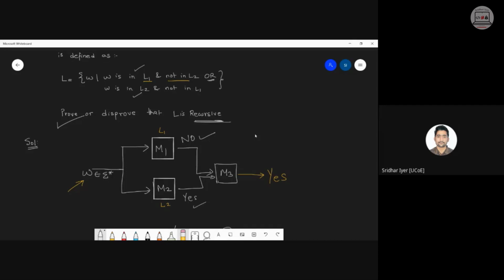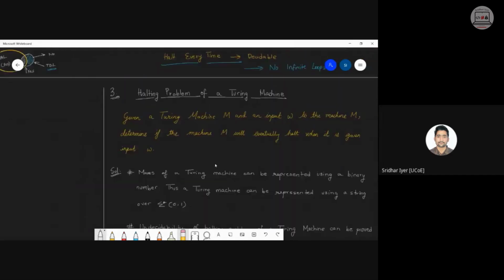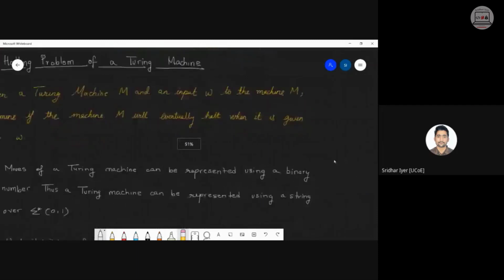Clear? So if this is clear, I can start with the last topic of the day, which is the halting problem. Yes, correct. The answer is recursive. So let's start with the last problem, the most confusing of the lot, which is called the halting problem. First, read the definition properly.